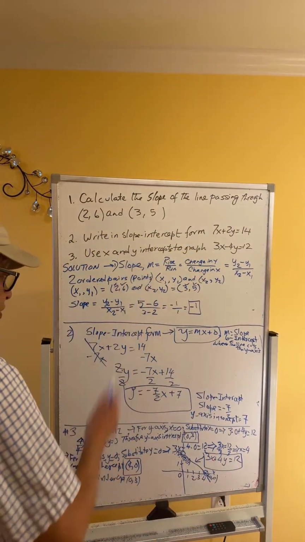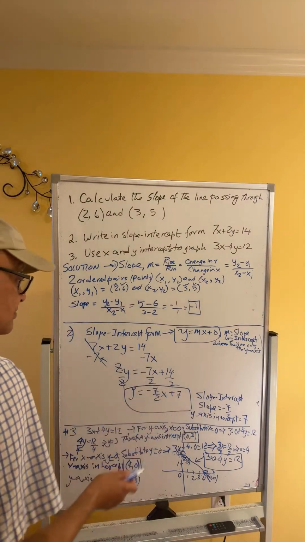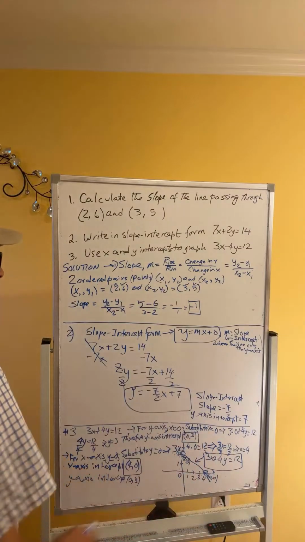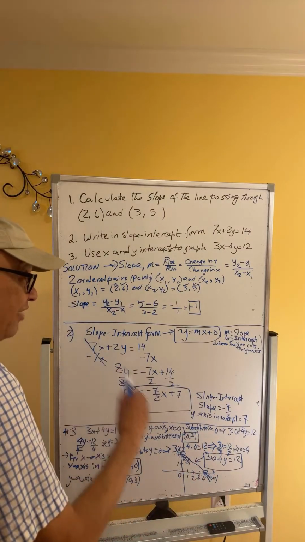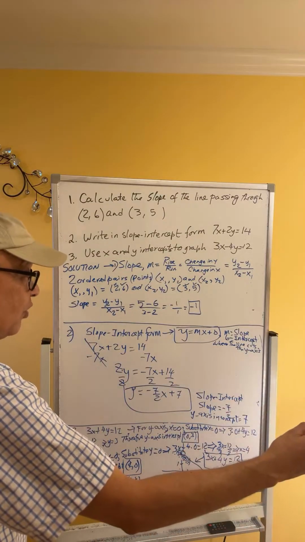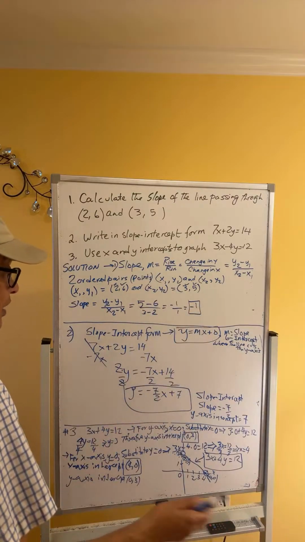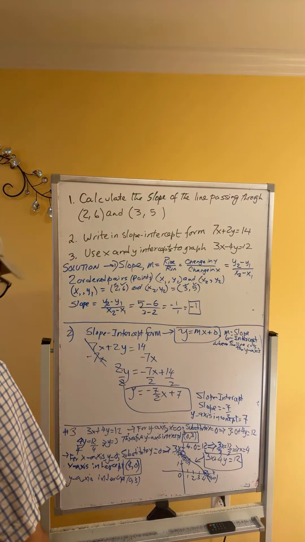Okay, so we solved for slope. We wrote the equation in y equal to mx plus b form, and we also graphed a straight line using the x-axis intercept where you plug y equal to 0, and the y-axis intercept where you plug x equal to 0 in the equation.